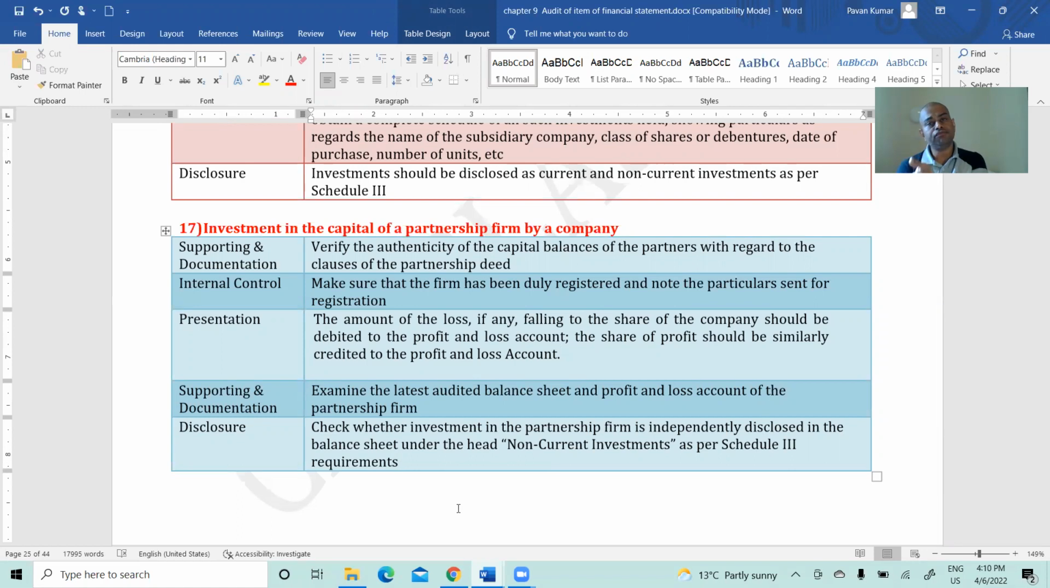Simple. From the partnership firm, this company has got 1 crore rupees of profit share. Take it to the credit side of P&L. Or this year the partnership lost 2 crores, and my share is 50 lakhs loss. Debit to company P&L. Next, reporting and documentation: examine the latest audited balance sheet and profit and loss account of the partnership firm. Disclosure: check whether investment in the partnership firm is independently disclosed in the balance sheet under the head non-current investments as per Schedule 3 requirement. That's all. Simple question.